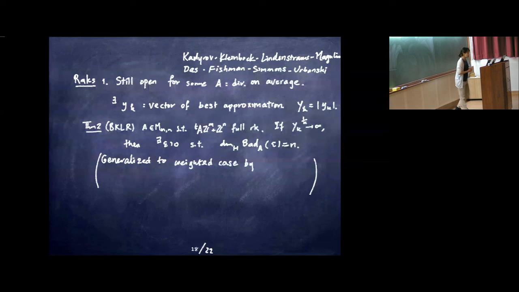And this was generally — we just covered equal weights, 1 over n, 1 over n, and negative 1 over n, 1 over n. It was generalized to arbitrary weights by Chow, Anish, Guan, Marnet, and Simmons.